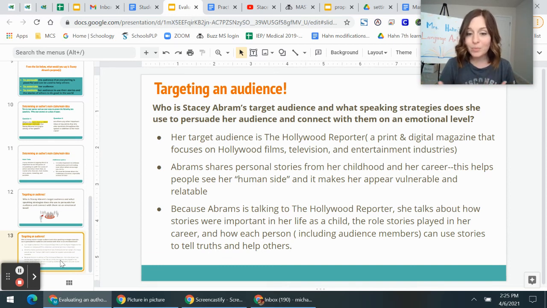Okay. Finally, she was motivating her audience. So, because Abrams is talking to the Hollywood Reporter, she talks about how stories were important in her life as a child, and then she connects that to them. So, she talks about the role that stories played in her career as a politician, and then how each person, including the audience members, they can use their stories or the stories of other people to tell truths and help others and empower others. So, I hope that makes sense to you when you're trying to identify what her main claim was, what audience she is targeting, and how she is using strategies to connect to that audience on an emotional level.